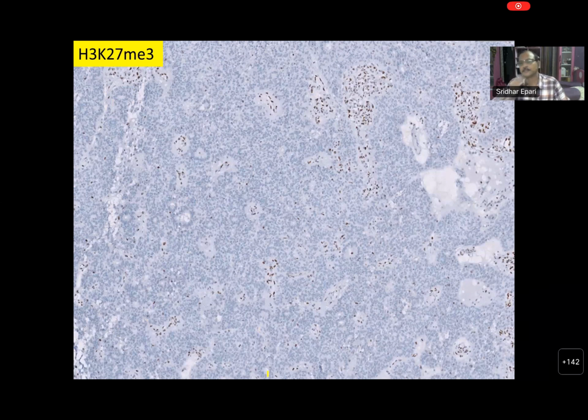Okay. This is H3K27me3. How will you interpret this? Loss of expression. So what does it tell you? Posterior fossa origin, PFA? No, it's not specific for origin. Let me tell you one thing. H3K27me3 is a marker you use in thalamic midline glioma also, same. So only when you make the diagnosis of ependymoma in the posterior fossa, then only you need to apply H3K27me3. You should not use this as a marker for diagnosis of posterior fossa ependymoma.